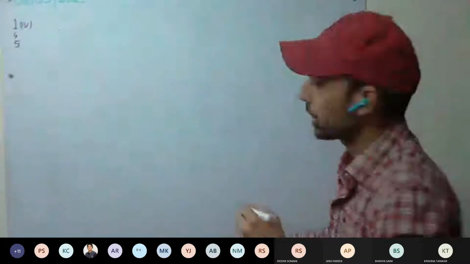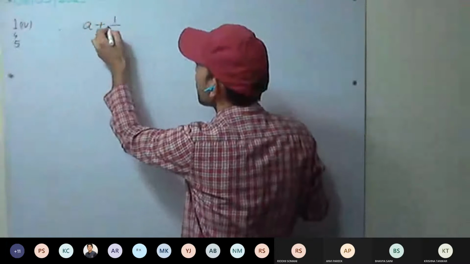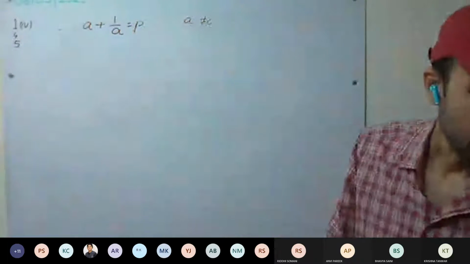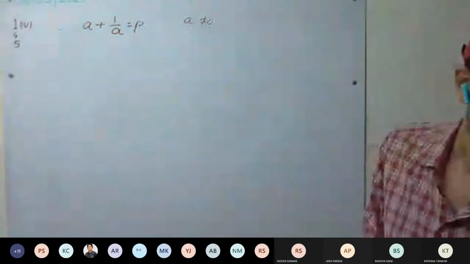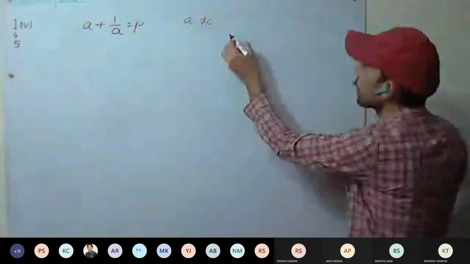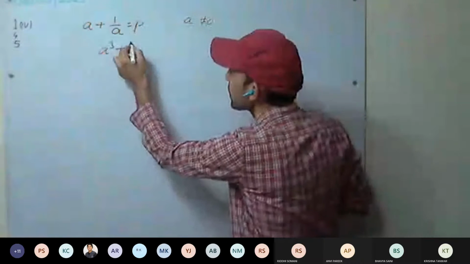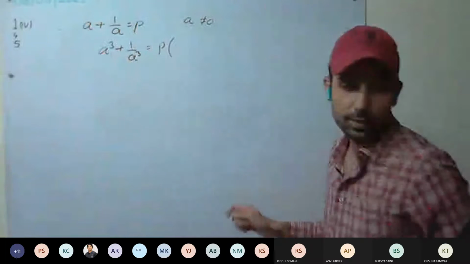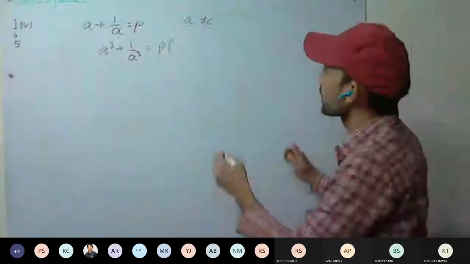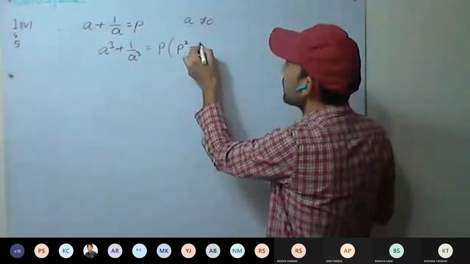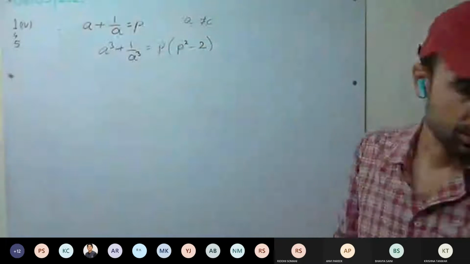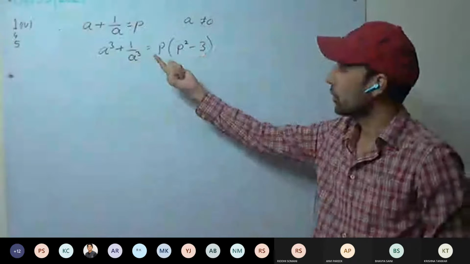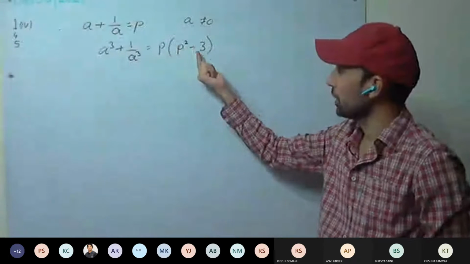Fourth question: a plus 1 upon a equal to p, where a not equal to 0. Condition is provided. And we have to show that a cube plus 1 upon a cube equals p into p square minus 3. This we have to prove.